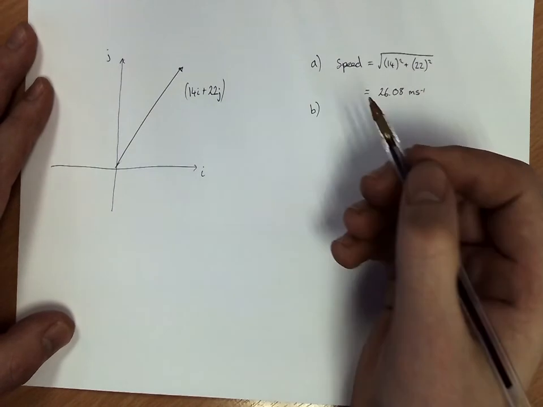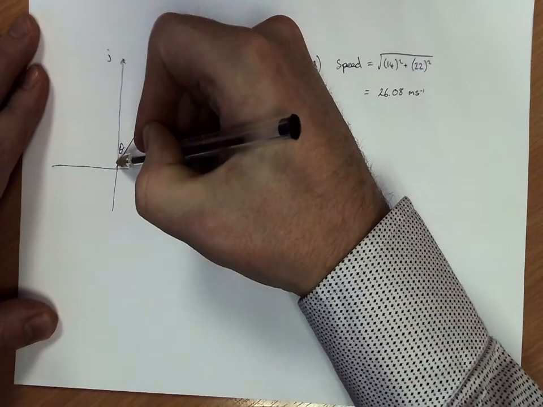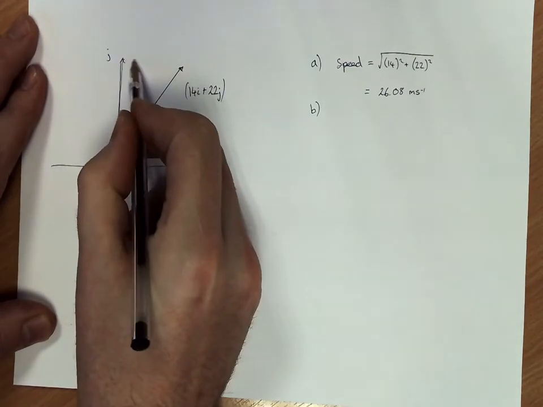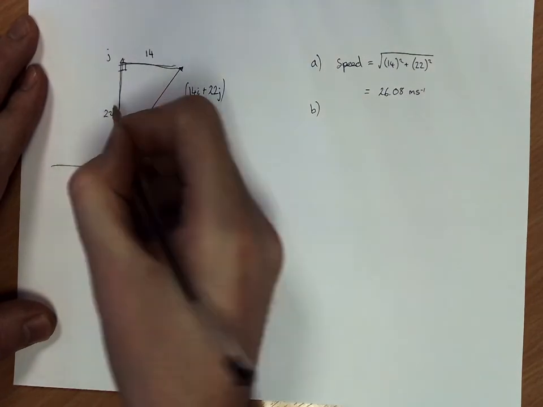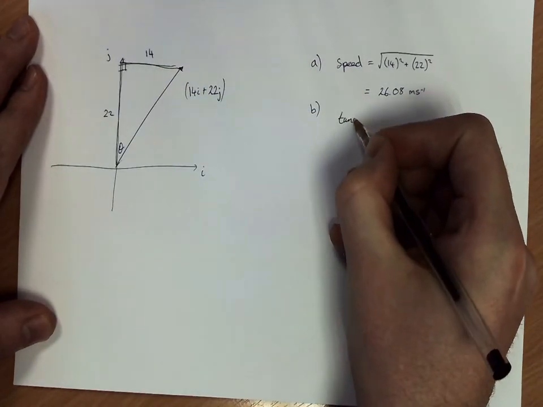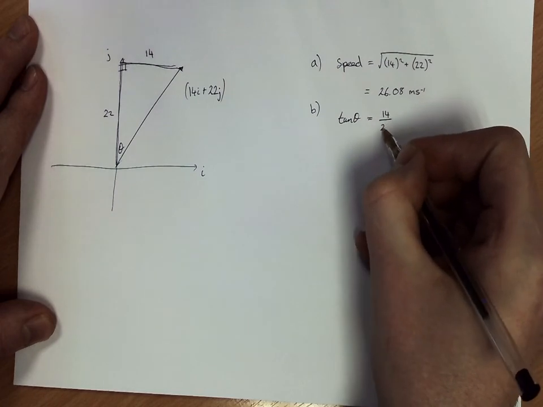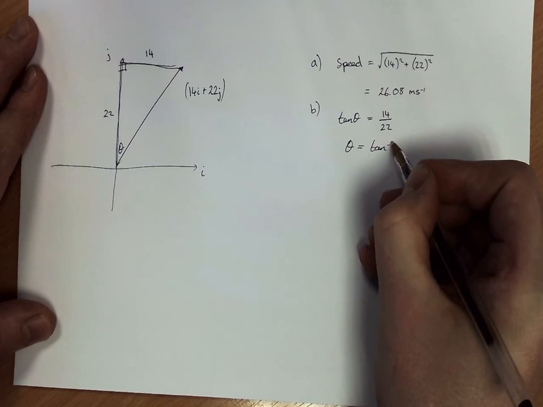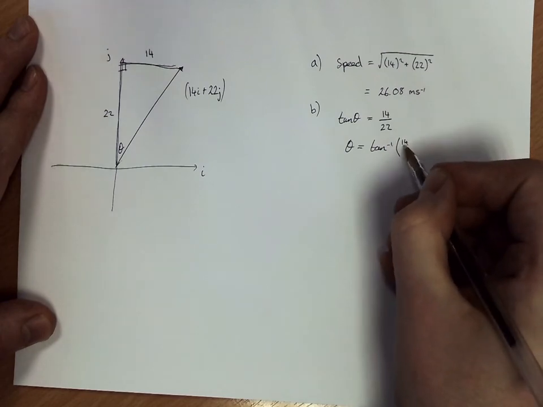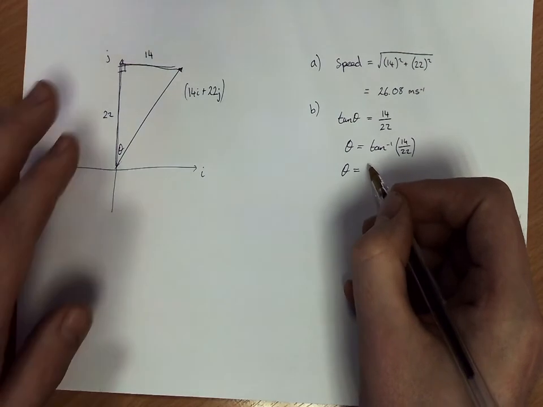Part B is asking you for the angle made with the j-axis, so it's asking for this angle here. So I'm going to split the vector into its horizontal and vertical components. So the opposite is 14, the adjacent is 22, and now using tan theta equals 14 over 22, and then doing tan inverse of this, I can work out what the angle would be. By typing this into a calculator, I get 32.47.